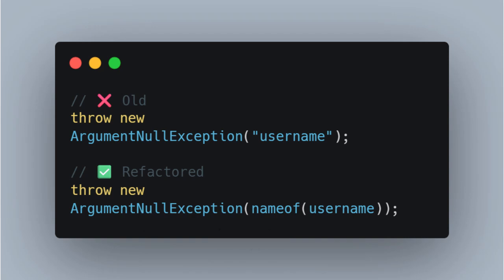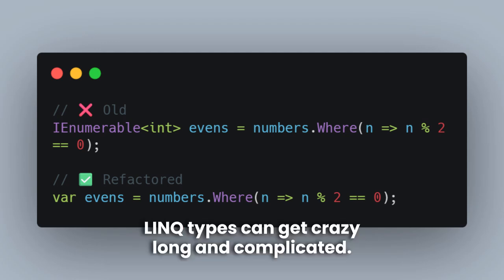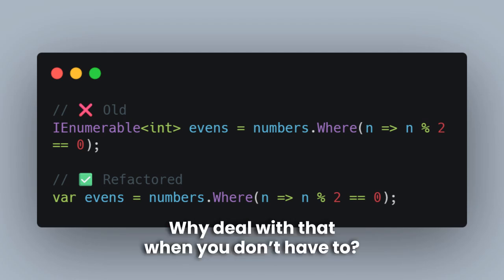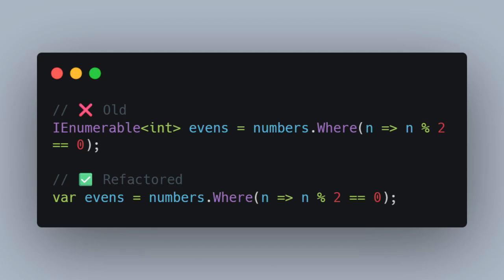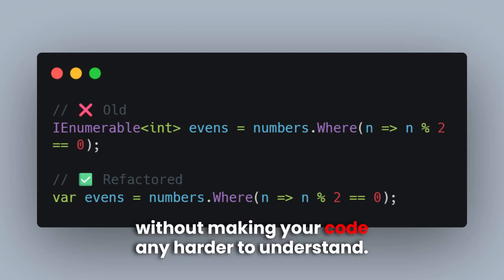Tip 6. Use var for LINQ queries. LINQ query types can get crazy long and complicated. Why deal with that when you don't have to? Why do this? var keeps things short and sweet without making your code any harder to understand.